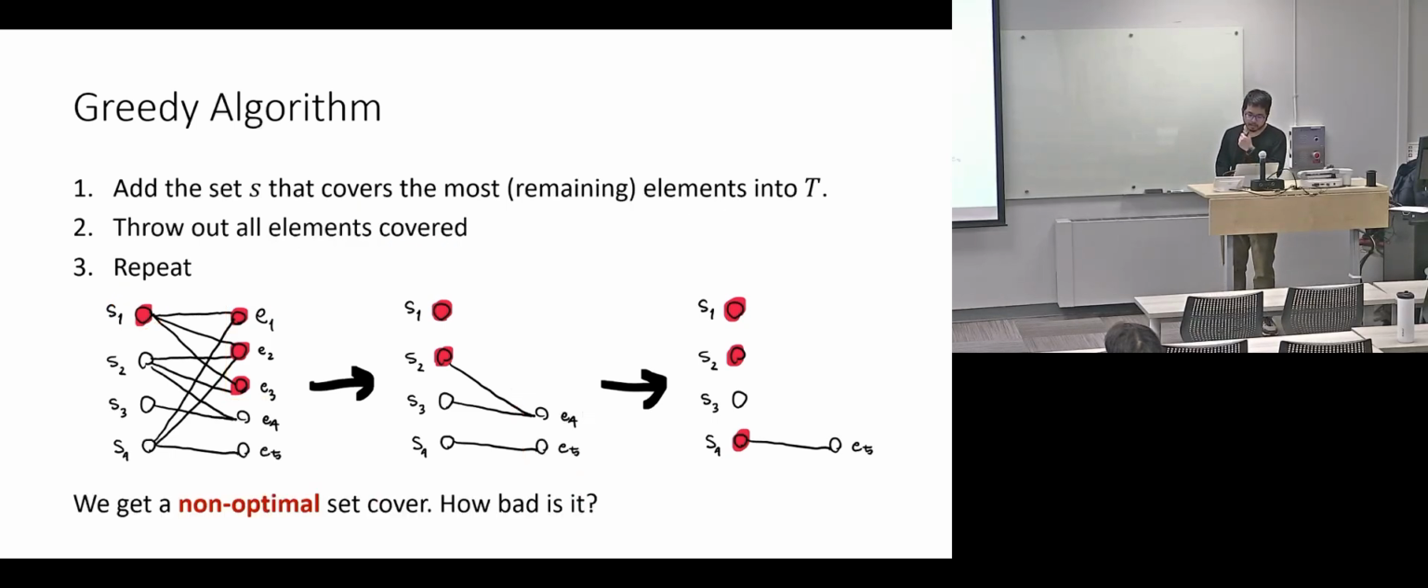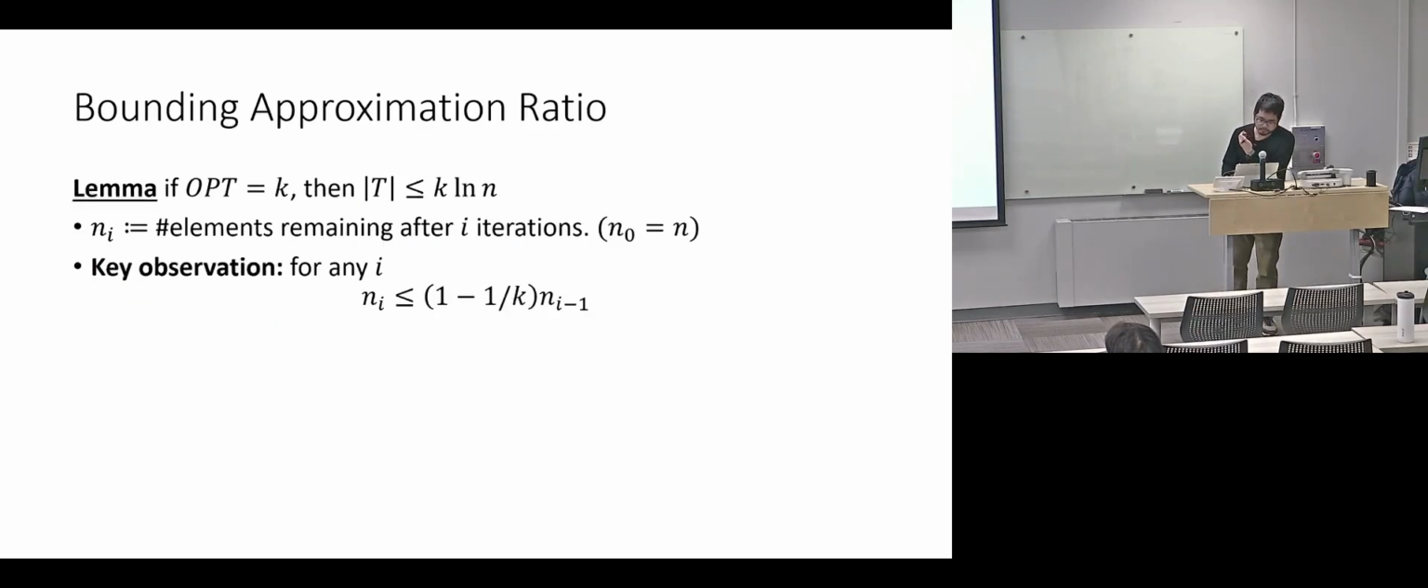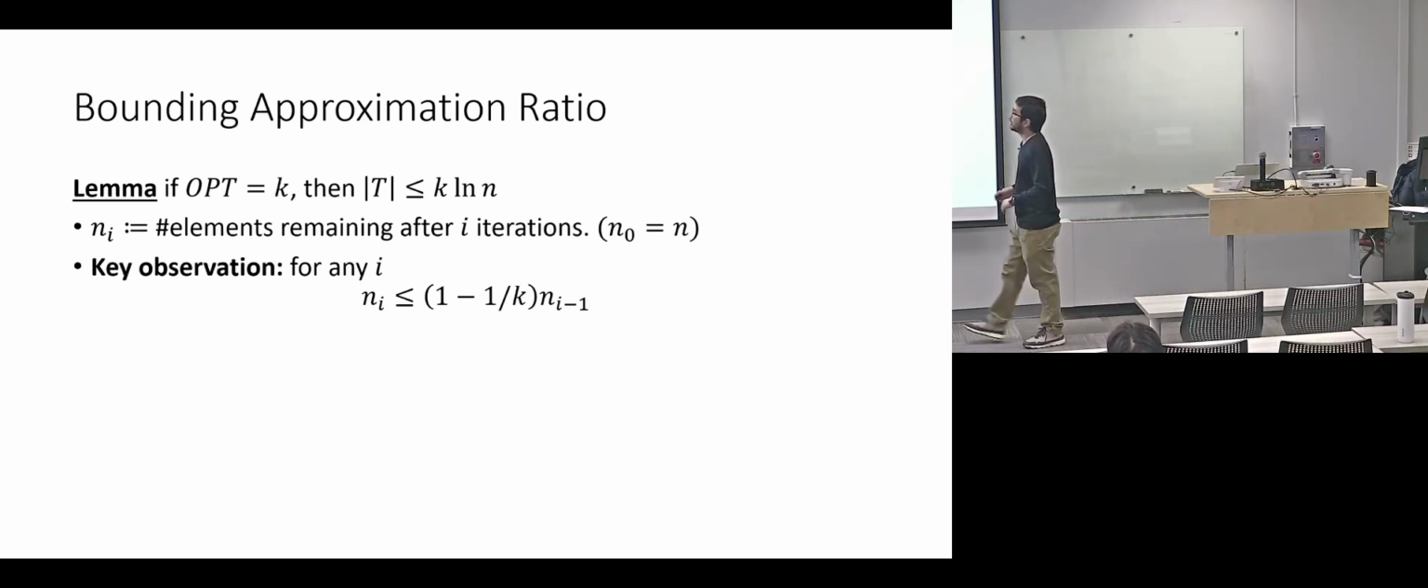Okay, let's see how bad it is. So here let's try to analyze it. Suppose that the optimal solution has size k. I claim that our solution will have size at most k log n. So it's not too bad, up to a log n factor. And the key lemma is this.